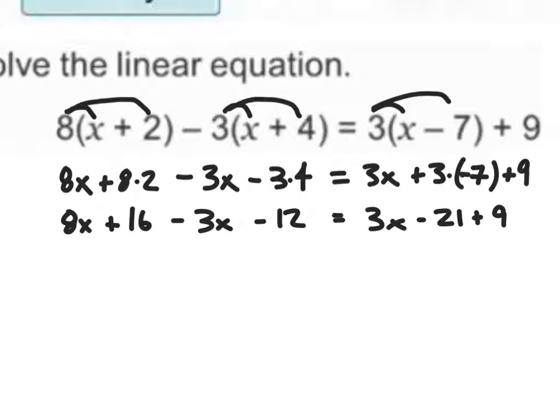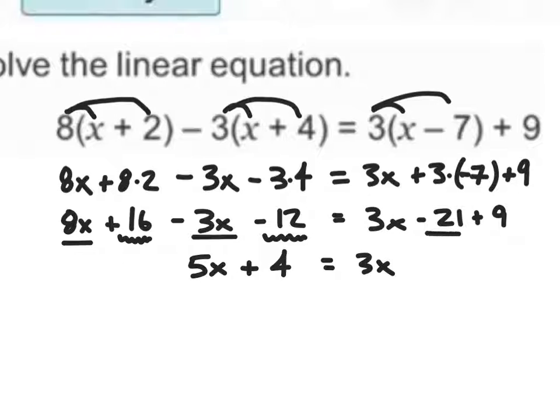So let's go ahead and combine our like terms. On the left side of my equal sign, I can combine my 8x and the negative 3x to give me 5x. And then I can combine the 16 and the negative 12. Those are like terms. So 16 minus 12 gives me positive 4. So I have 5x plus 4. And then I've got 3x, and then I've got negative 21 plus 9. Now you can do negative 21 plus 9, or you can do 9 minus 21, either one. But when I combine these two, that's going to give me negative 12.